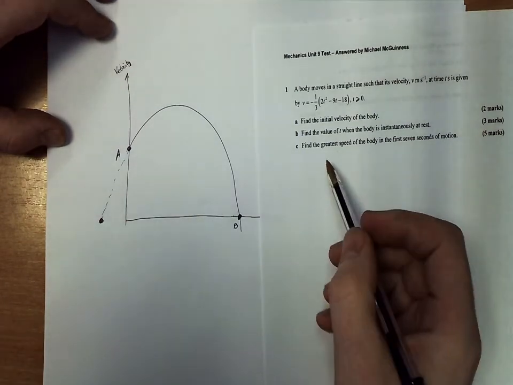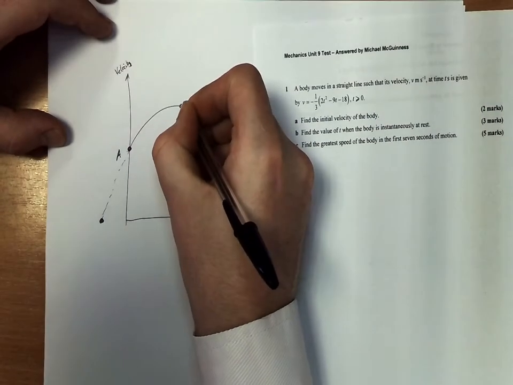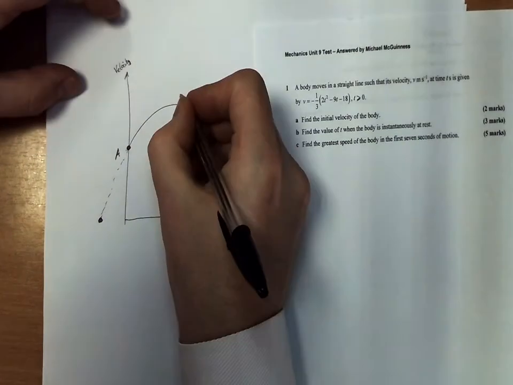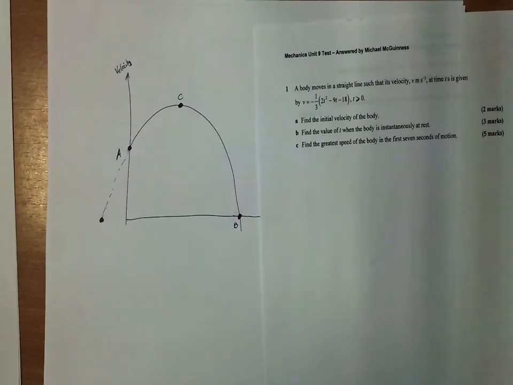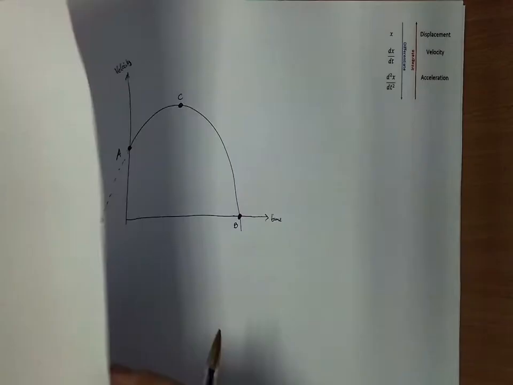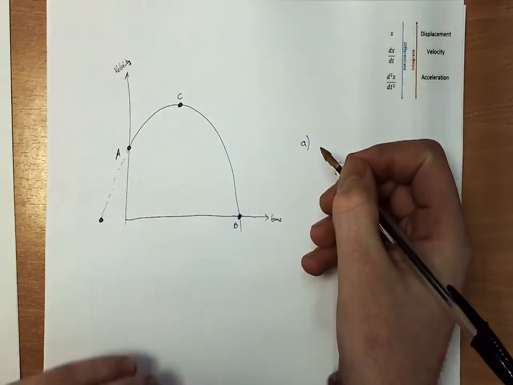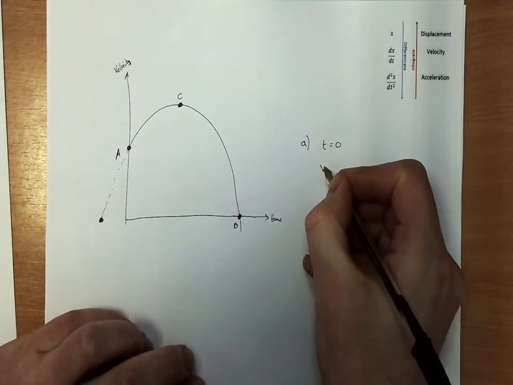And then in the final part of the question, you're asked to find the greatest speed. So you're asked to find this coordinate here. So if you understand the graph, you'll clearly be able just to use calculus, or alternatively we can use what we've learned in mechanics. So in part A, to get the initial speed, all we're going to do is let t equal 0, because at the start t is equal to 0.